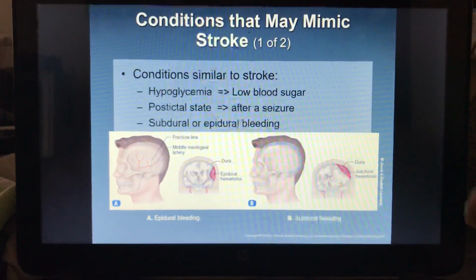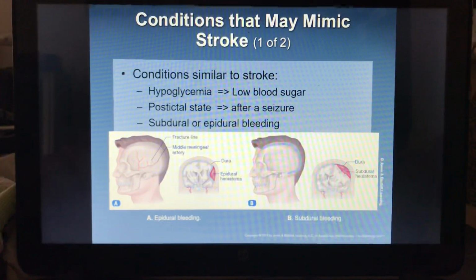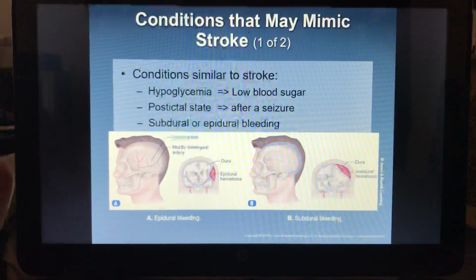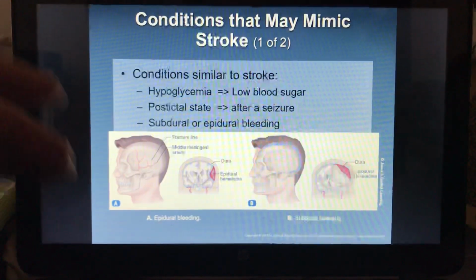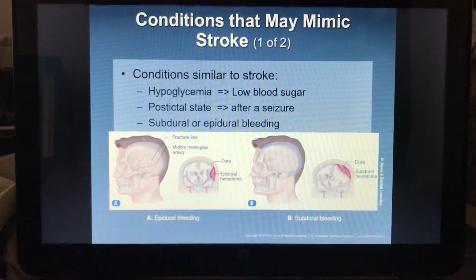One of the things you want to tell the nursing staff, or when you're calling in your radio report, or calling a helicopter, whoever you're transferring care to, is: hey, blood glucose is such and such. Now, if it's low, give some. If it resolves the symptoms, fantastic. If it doesn't, then you're still dealing with a stroke, and you were also dealing with some hypoglycemia.